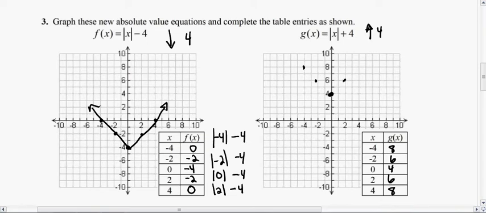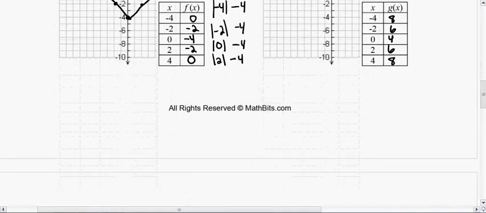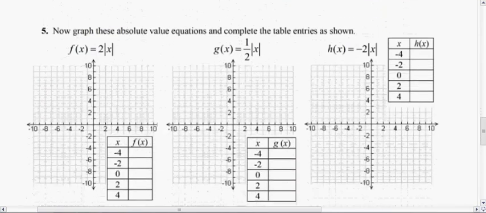And once again, I have a good sense of the shape of that V, so I'm not going to have to worry about reflecting any points. And when I look at the final graph, it has shifted up 4, just like the equation predicted that it would. Let's do a couple more here.